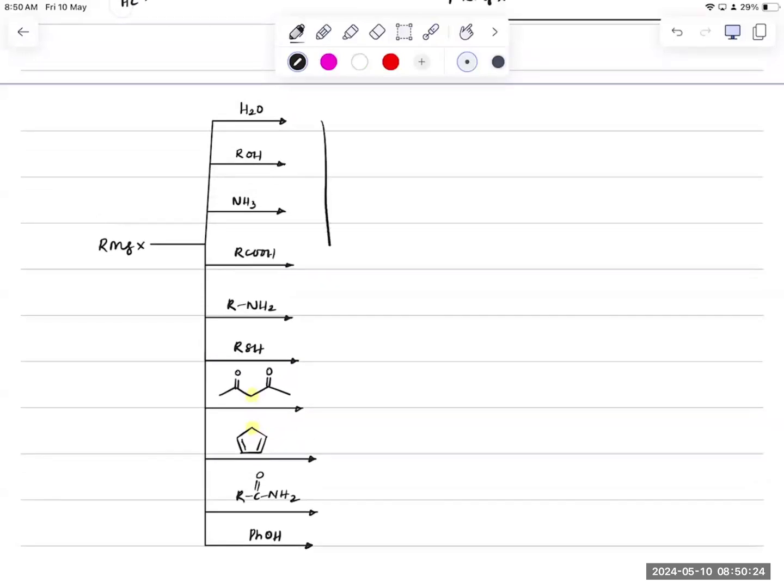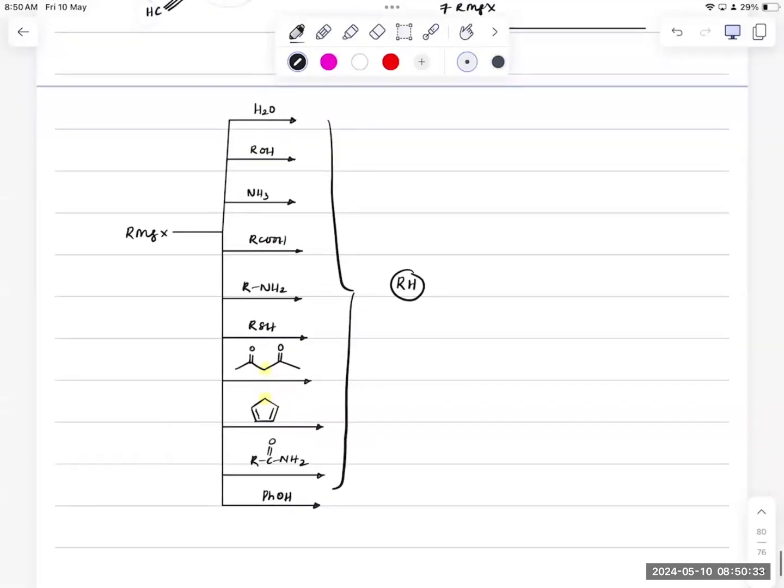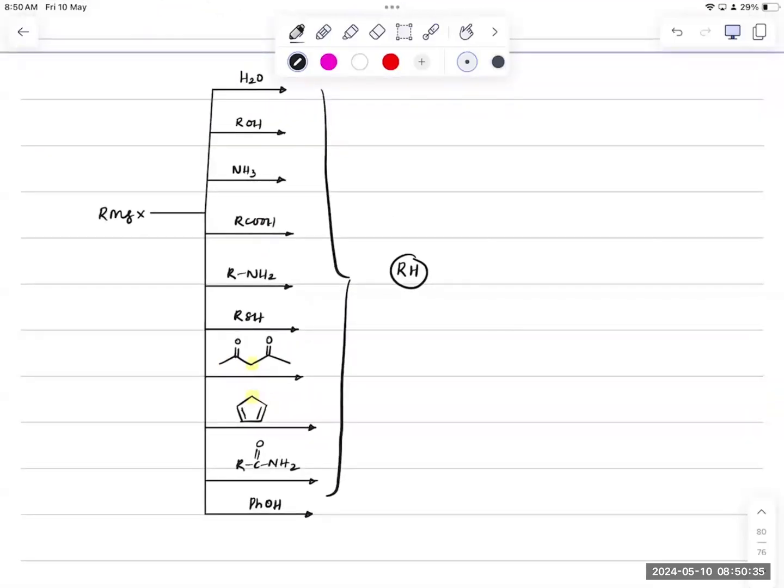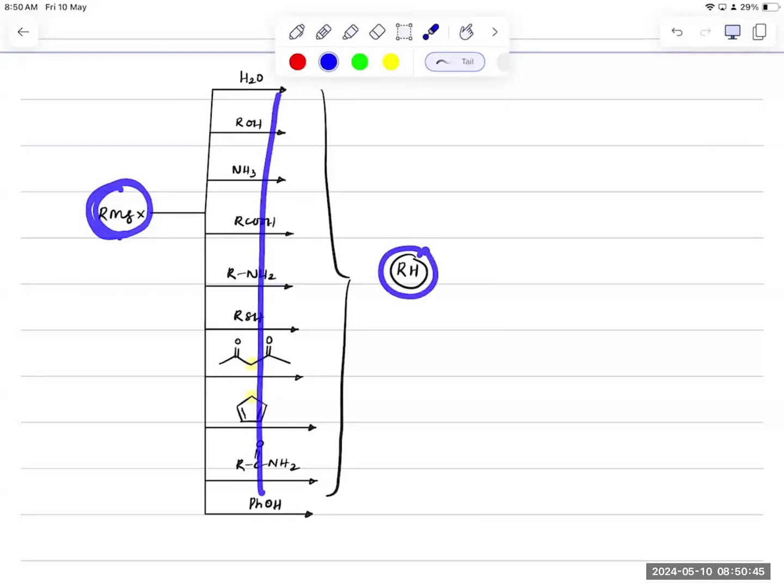So taking in all these cases, the product which you will get is RH because it will take hydrogen from all of these cases and convert into alkane. This can be used as a methane test. You can take CH3MgCl. If you take this as CH3MgCl, you react with any of them, you will get methane gas. You will get CH4 gas. I hope this point is clear, everyone.